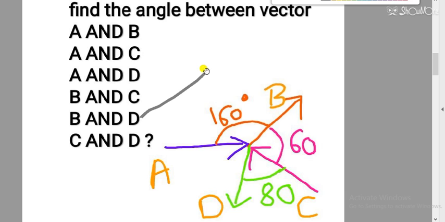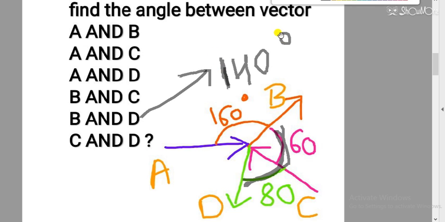Now we are going to find the angle between B and D. So this is vector B and this is vector D. Tail is meeting the tail. So 80 plus 60 is 140. So the angle between B and D is 140. There is no need of parallel shifting when head is meeting the head or tail is meeting the tail. So the angle between B and D vectors is 140. I hope it is clear.